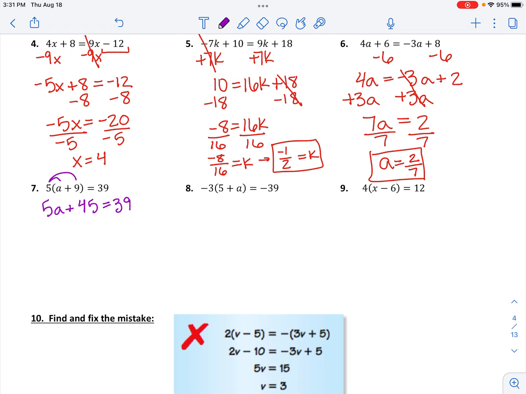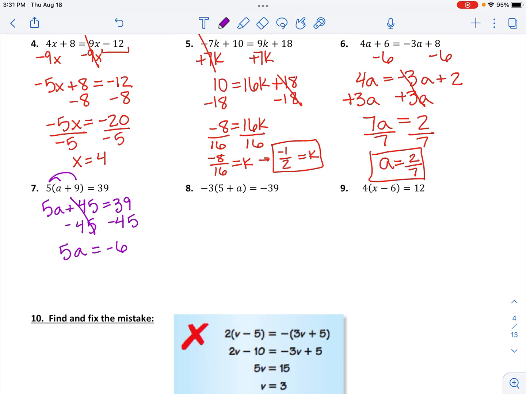This is a two-step equation. We've solved these before. We need to undo this addition before anything else. So I'm going to go ahead and subtract 45 and subtract 45. Bring down the 5a. The positive and negative 45 will cancel out. We will get 0 on those. And 39 minus 45 is equal to -6.